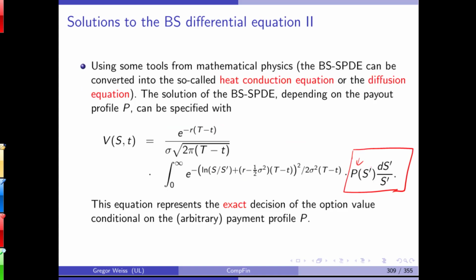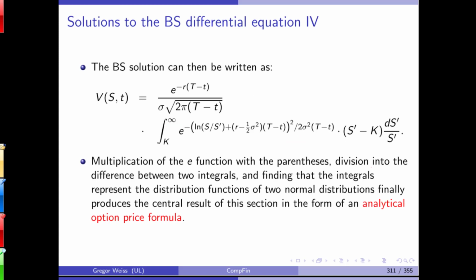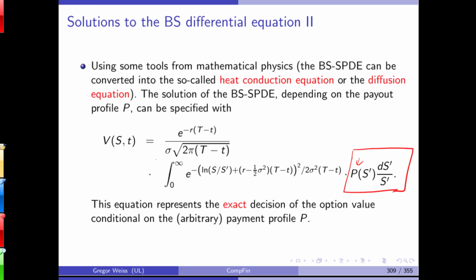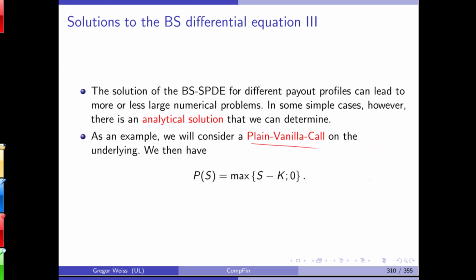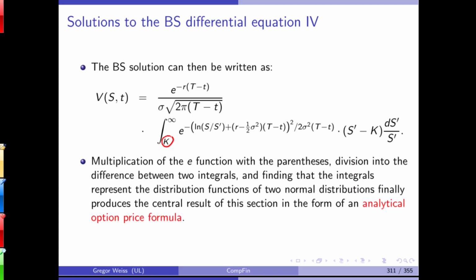So just insert it here, and then this will be written like this. Actually, as you can see, you have to change 0 to K. This will be, and you will have K here, and you no longer need the maximum function, and this integral can be solved. For some other derivatives, it cannot be solved. In this very simple case, you will find an analytical solution.